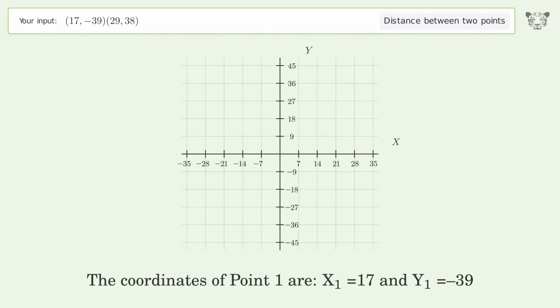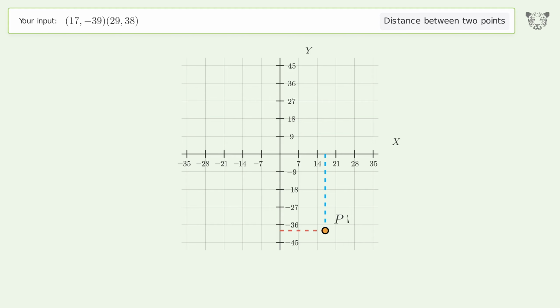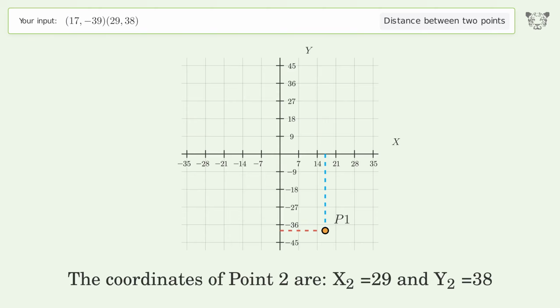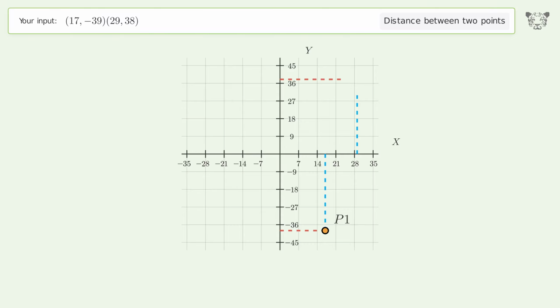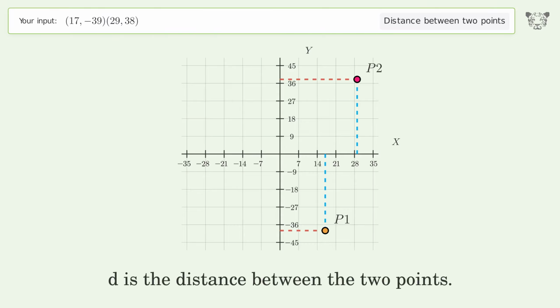The coordinates of point 1 are x1 equals 17 and y1 equals negative 39. The coordinates of point 2 are x2 equals 29 and y2 equals 38. D is the distance between the 2 points.